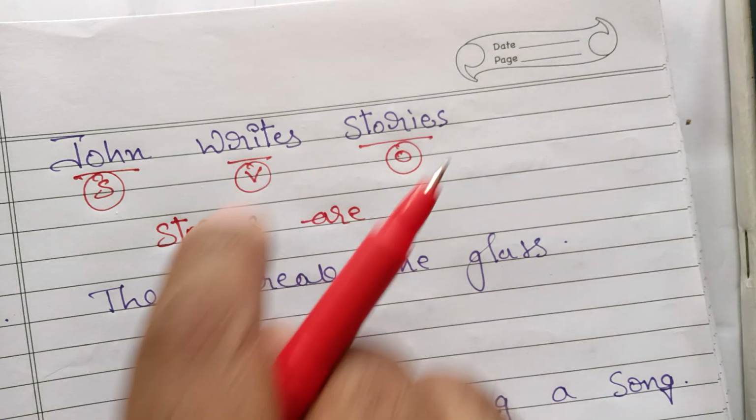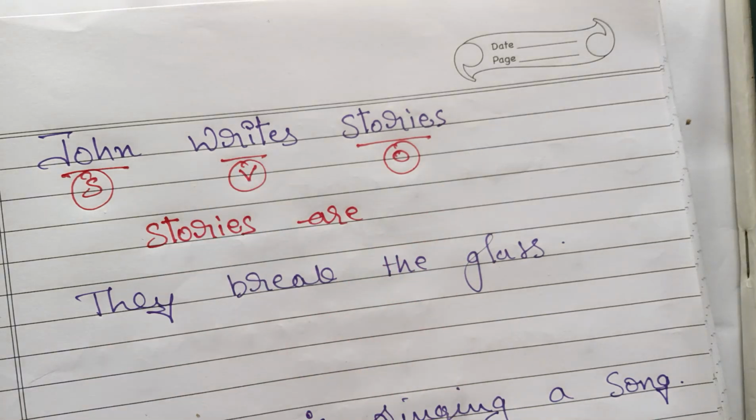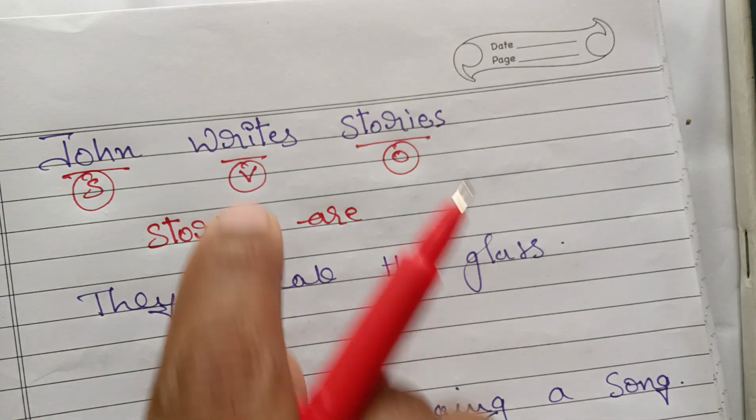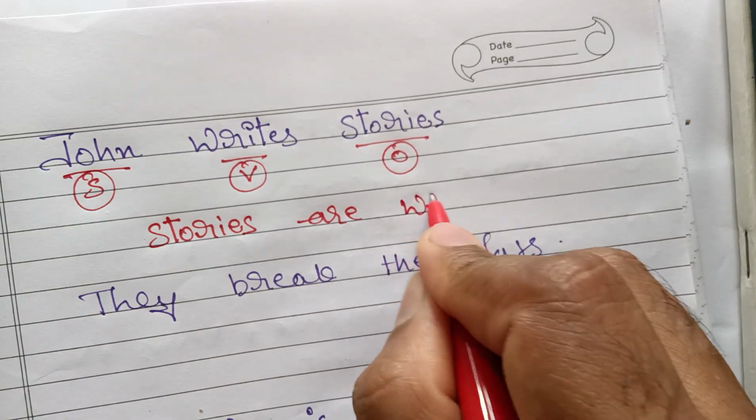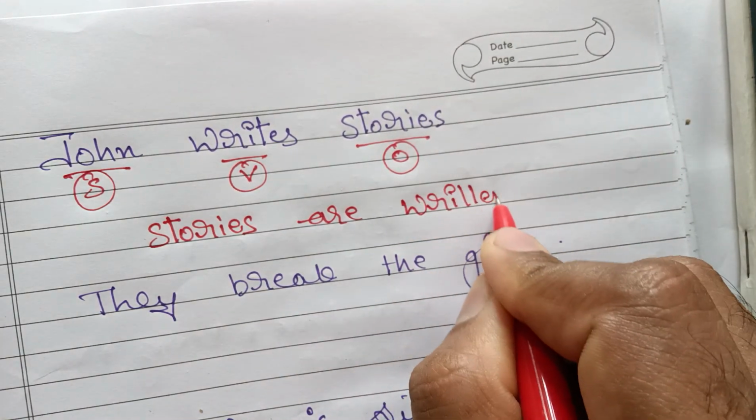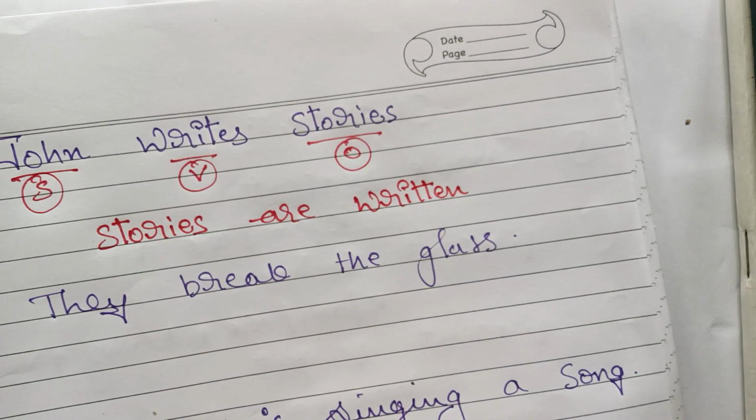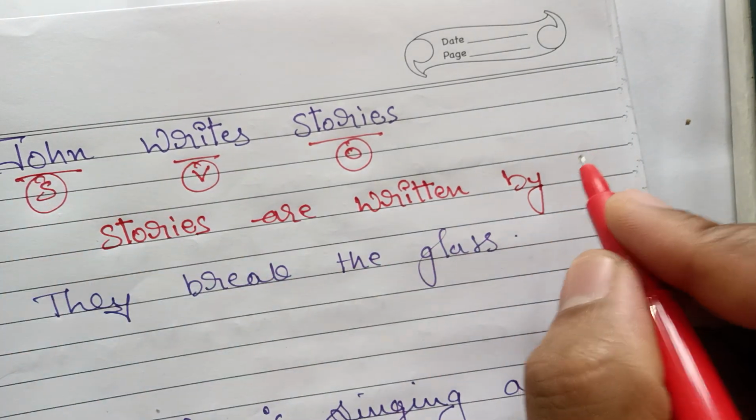Now, come to the verb. So, second rule is identify the verb, that is writes. It is in which form? V1, present verb. So, this one will change into V3. What is the V3 of writes? Write, wrote, written. So, stories are written. Then what is the next rule? Use by. Then what is the subject? John.